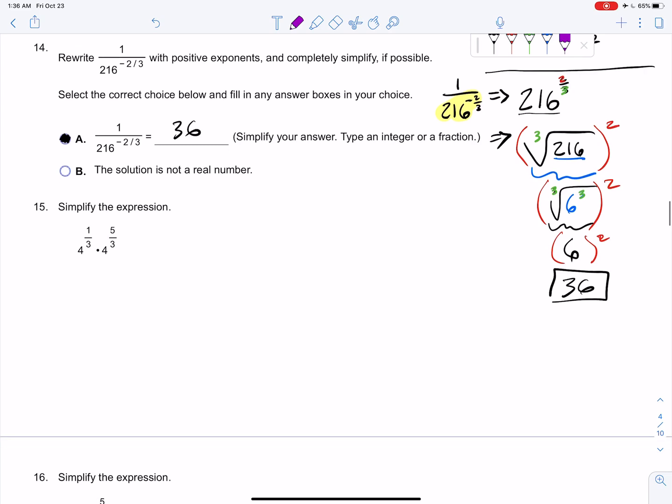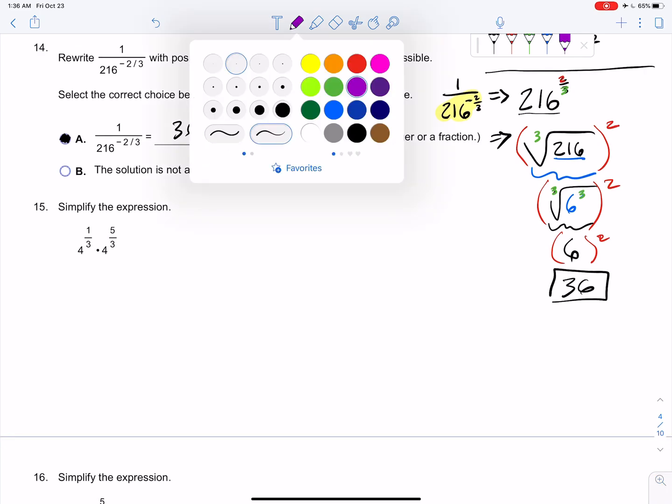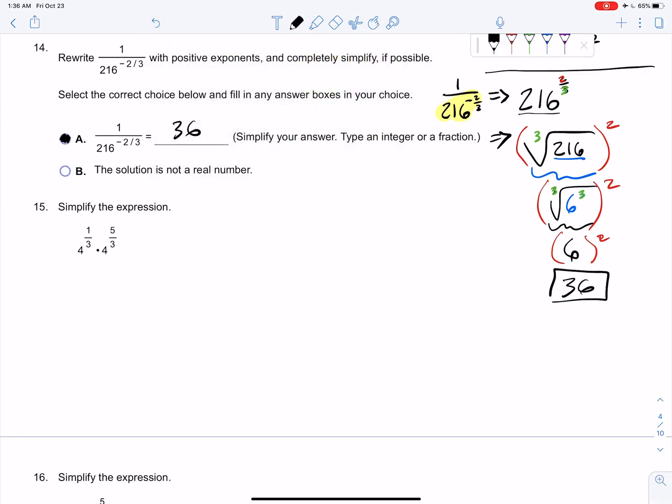So where was I? There I am right there. We have a base of 4, and it's being multiplied. So we've got 4 raised to the 1/3 times 4 raised to the 5/3. And the rule of exponents says the base is the same. What do you do to the exponent? All you have to do is add 1/3 plus 5/3. Adding fractions, you have to have a common denominator, and they do. 3 is a common denominator. So 1/3 plus 5/3 is 6/3.